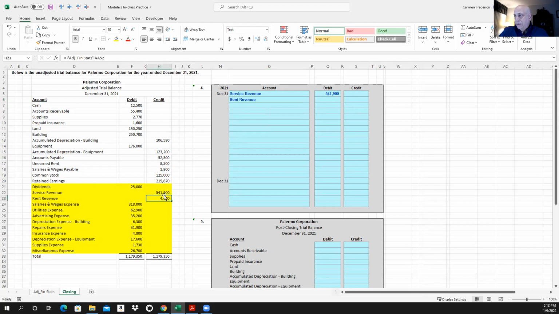It has a credit balance, so we want to debit that to wipe it out, zero it out. Okay, so we're debiting revenue accounts. Why? To wipe them out, to zero them out, because they have credit balances. So we're going to do the same for all the expenses.